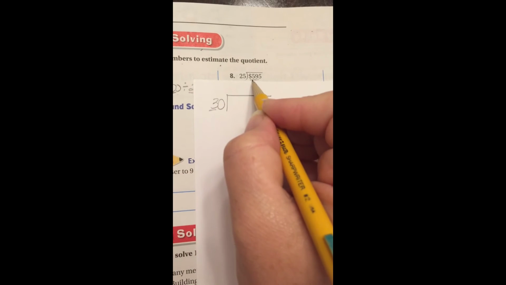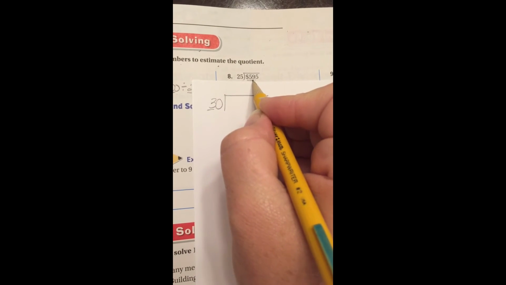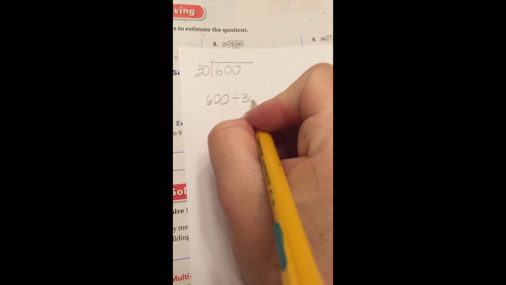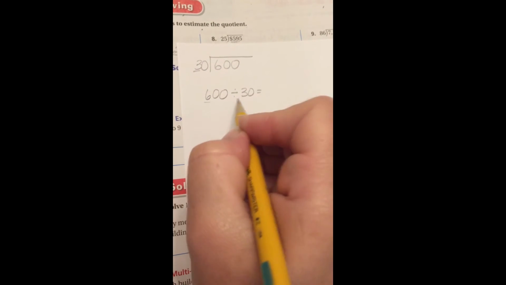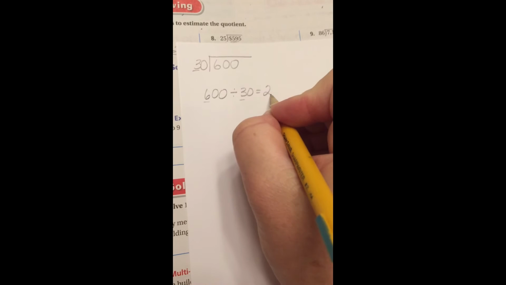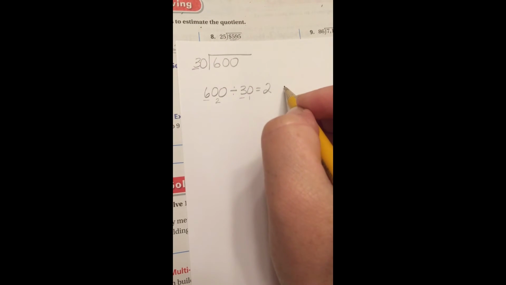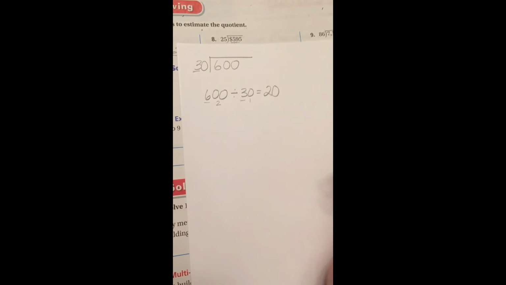Okay, so you got to think, can 3 go into 5? No. Can 3 go into 6? Yeah, make that 600. Again, then looking at it this way, 600 divided by 30. 6 divided by 3 is 2. 2 zeros minus 1 zero. So what's 2 minus 1? 1 zero.